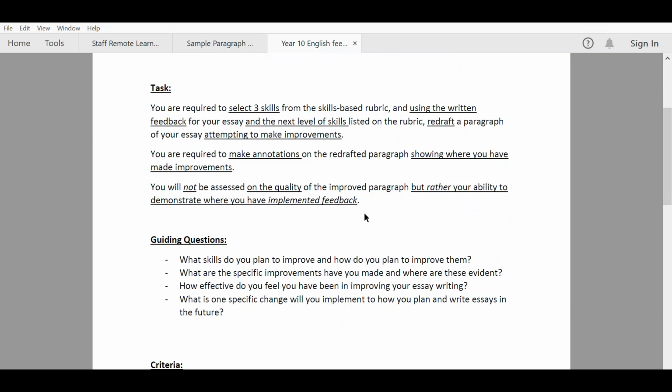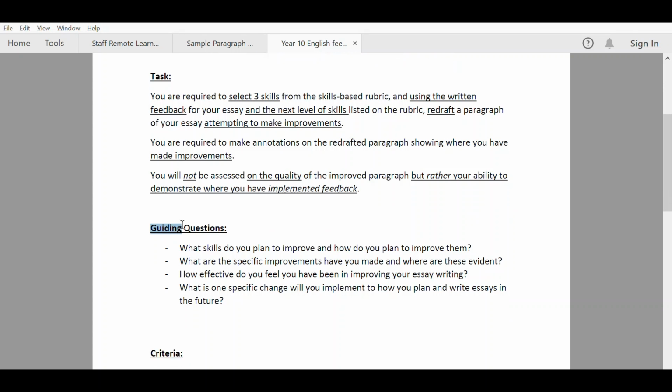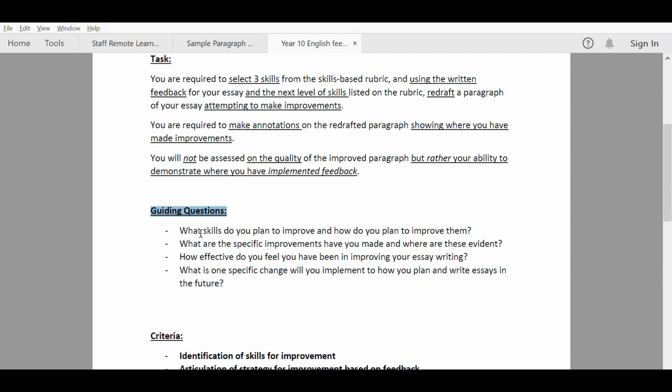There are some guiding questions here. So if you choose a paragraph of yours, then you might make some notes on what you are going to improve on using these questions. For each question you might make 2 or 3 notes on, I want to improve that, I want to improve this. So these help you.